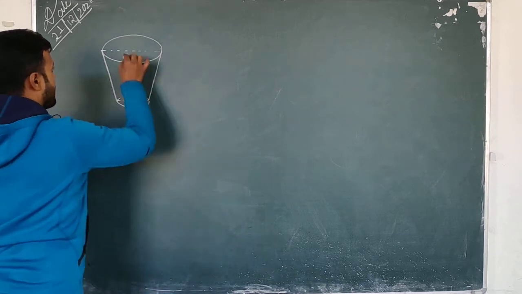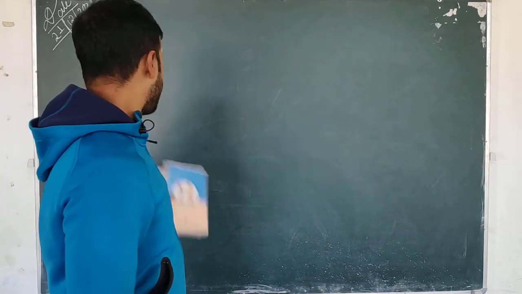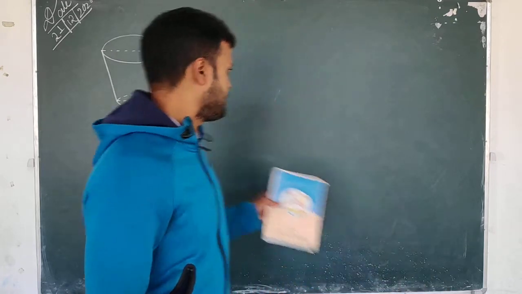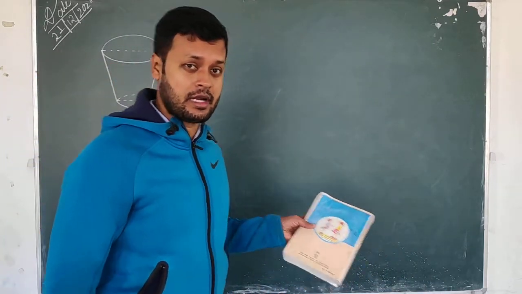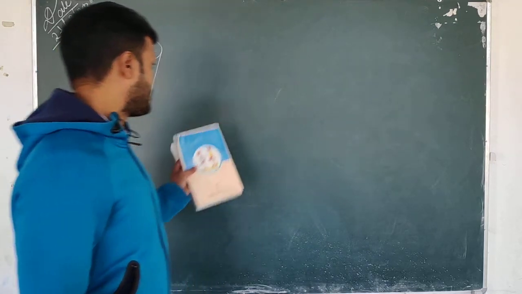This is the frustum. Just like water buckets that you see at home, isn't it? The iron water buckets or plastic water buckets of this shape, or glass even, no? Glass in which we drink water. That glass is also of this shape. This is called the frustum.